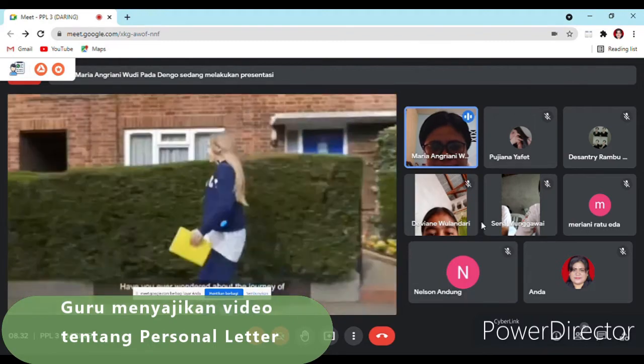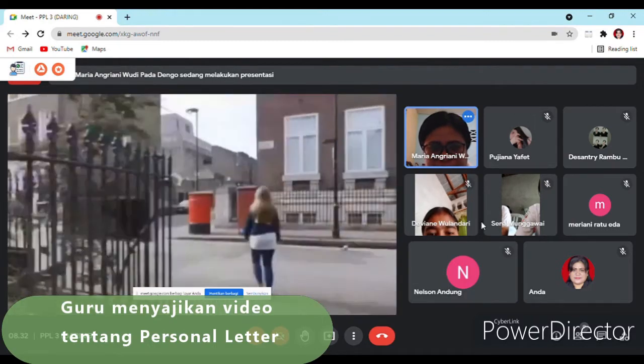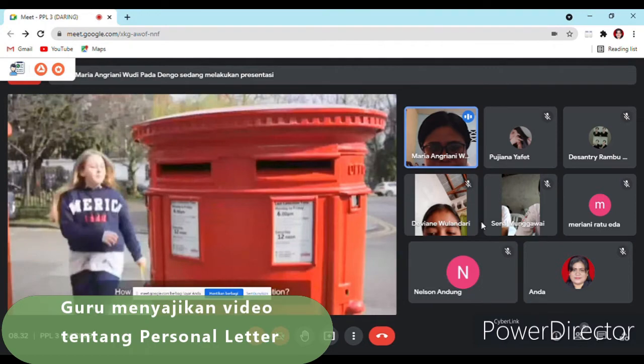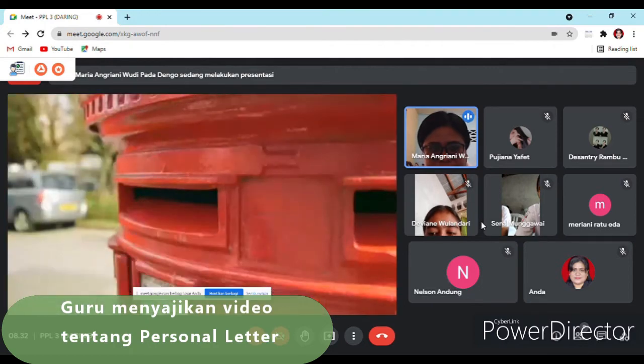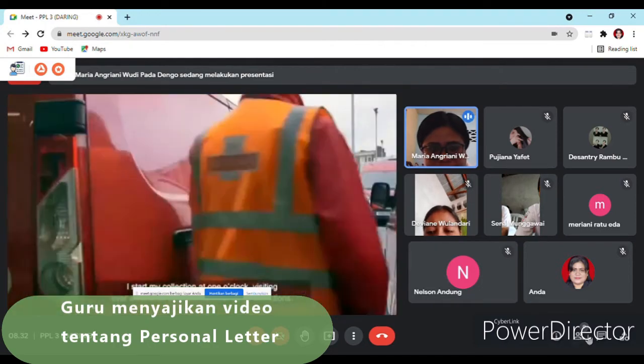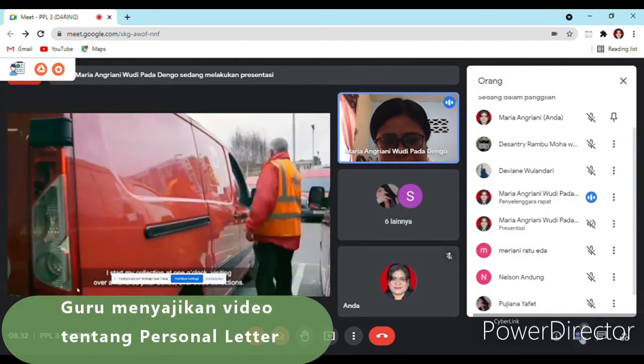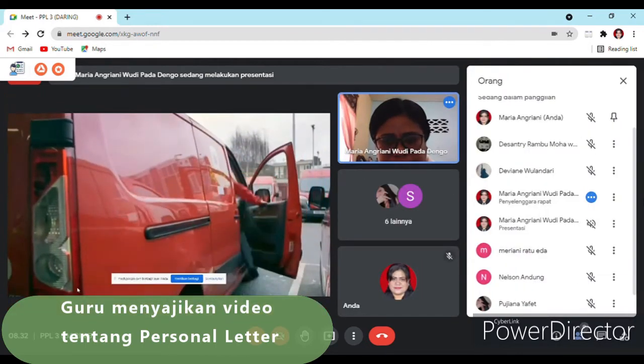Have you ever wondered about the journey of a letter? How does it get from you to its final destination? I start my collection at 1 o'clock. I have 100 pillar boxes over 3 collections.